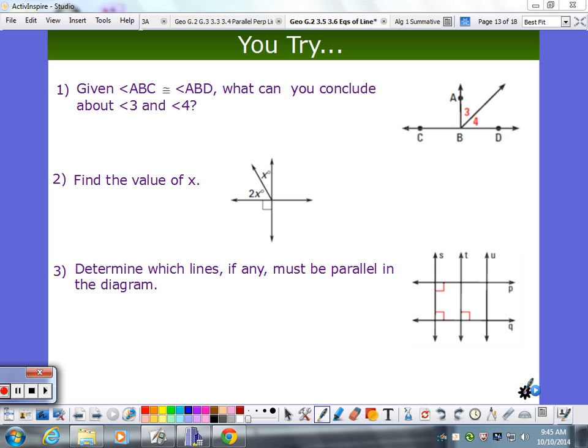I'm not trying to rush anybody. Some people are done, some people are still working, that's all fine. If you are done, see if we agree on our answers here.